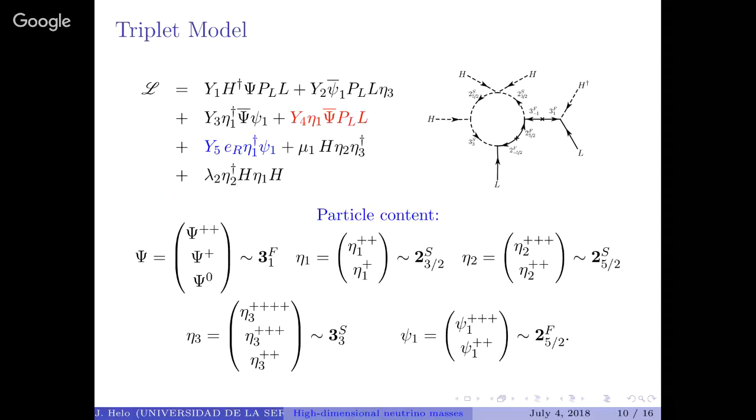Here is the triplet model, the example that we analyze in more detail: the Lagrangian of the model and the particle content. As we can see, it has a triplet fermion with hypercharge 1, a doublet fermion with hypercharge 1/2, and 3 additional scalars: 2 doublets and 1 triplet. We studied the phenomenology of this triplet model and also the quadruplet model in detail.